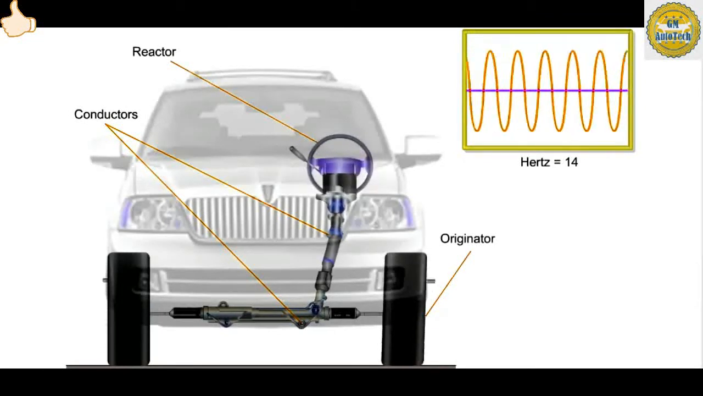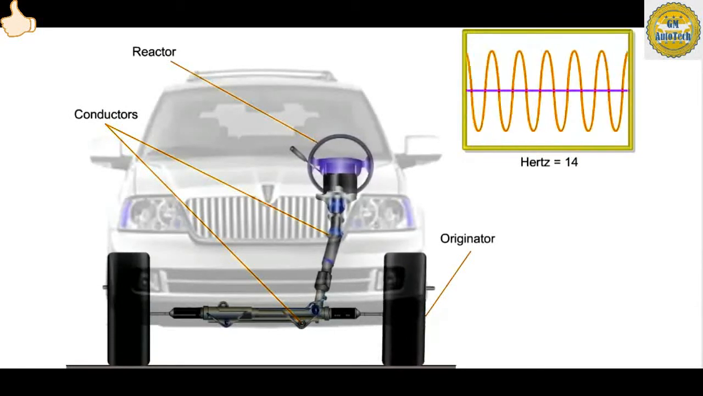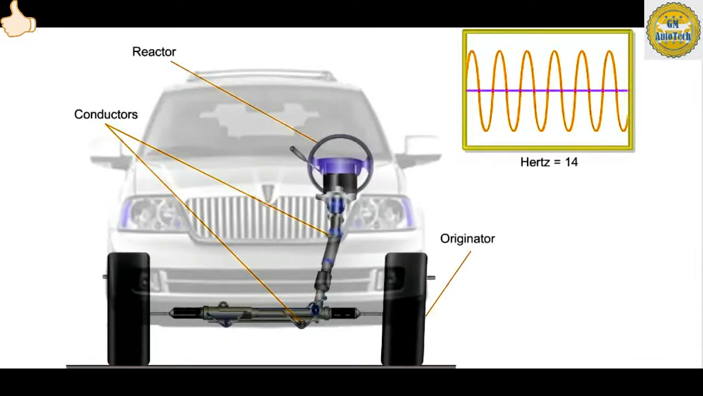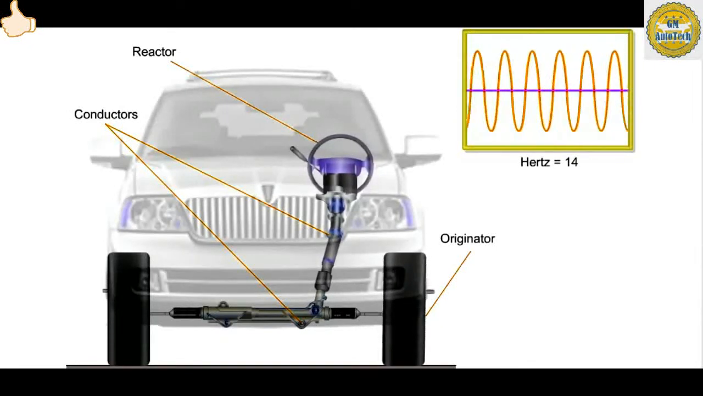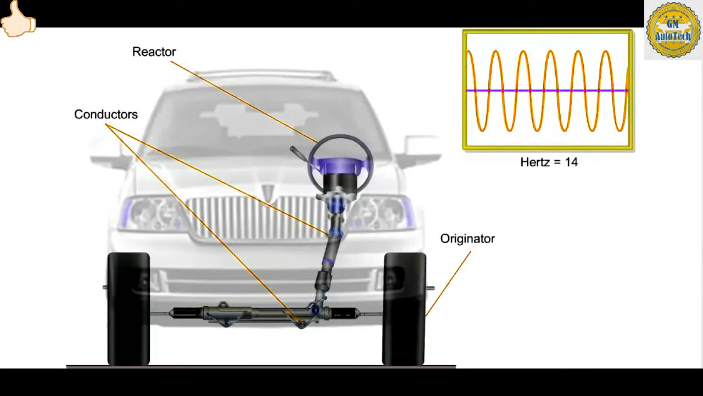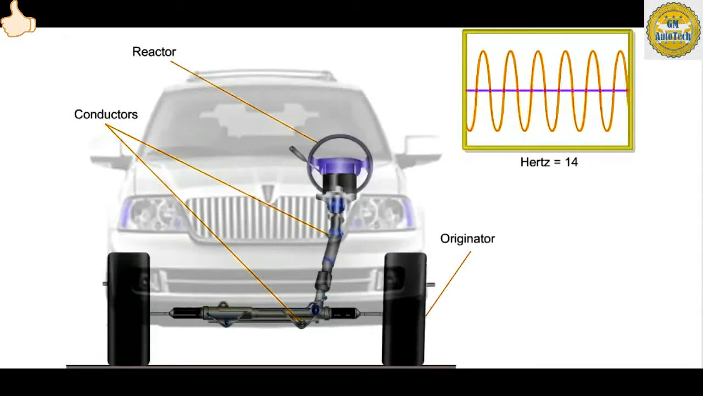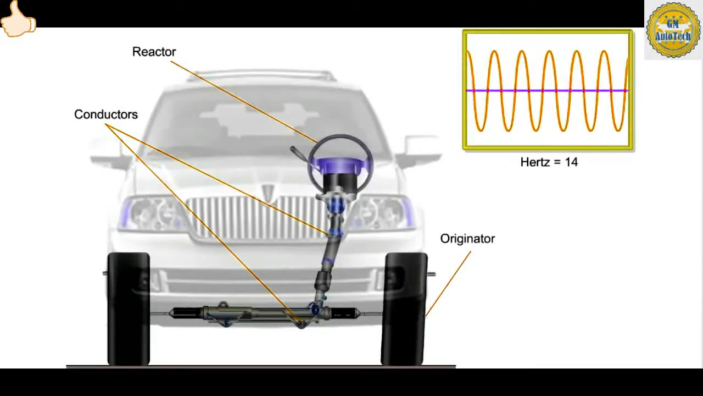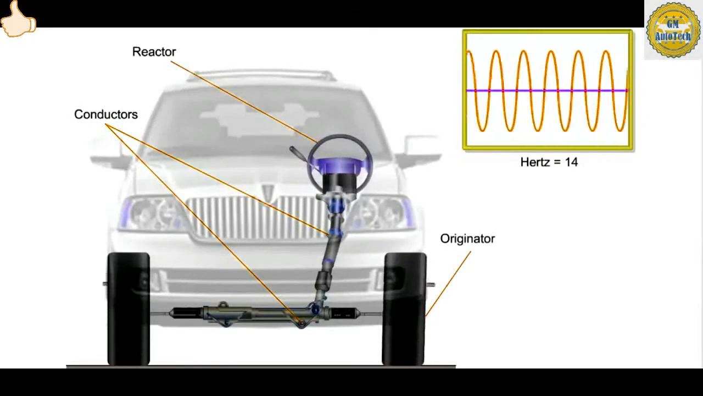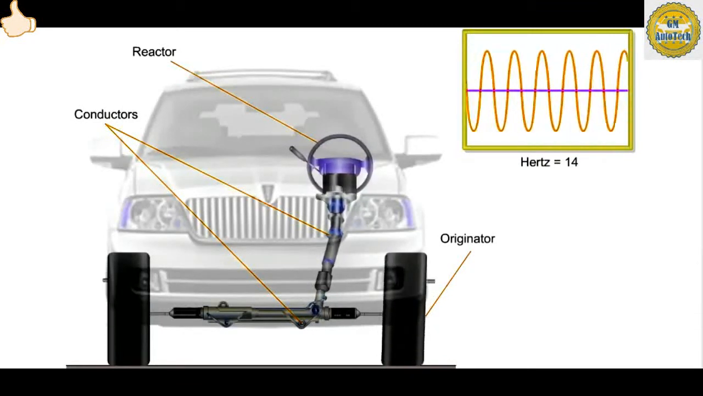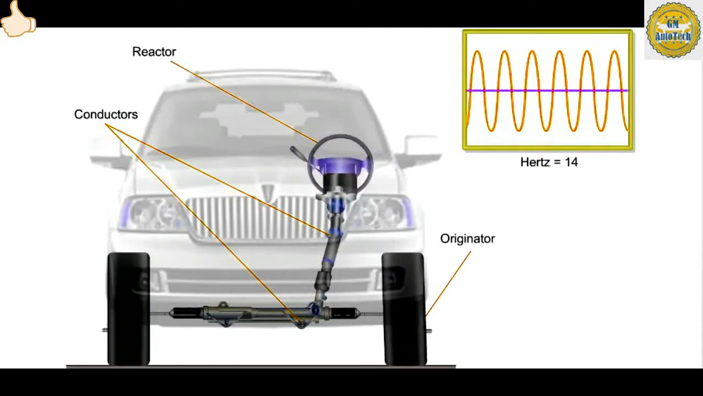We can use our example of the tire with runout. The vibration frequency originates at the tire. It is transferred through the conductors until it reaches the reactor, in this case the steering wheel. The steering wheel is now shaking with the same frequency as the wheel and tire assembly. From the last page, you learned that this frequency would be approximately 12 to 15 Hz.